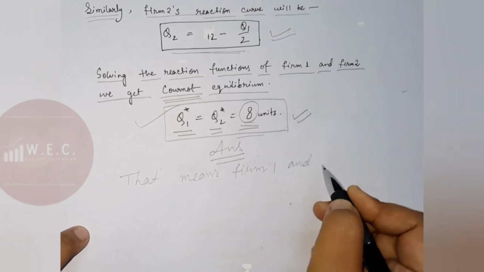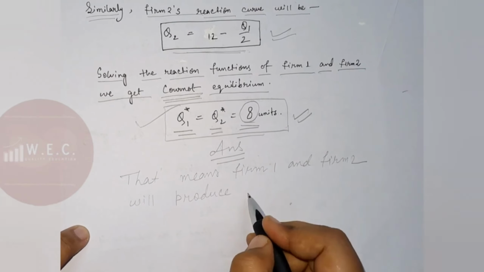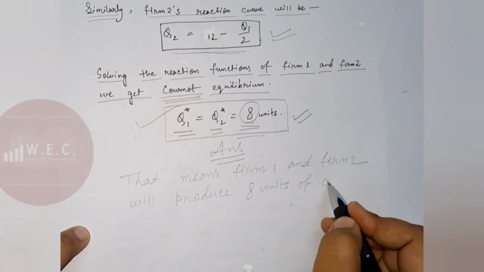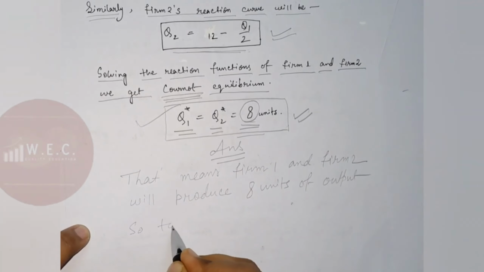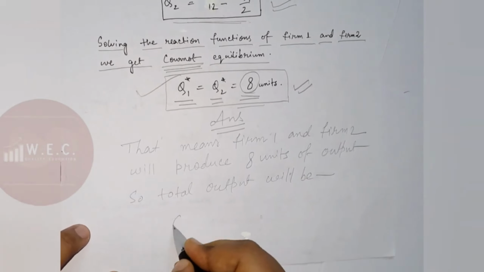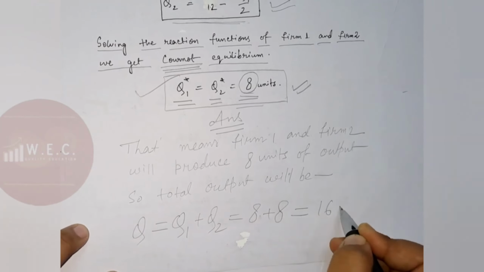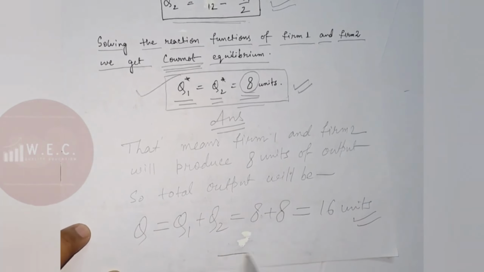So what will be the total output? Total output, that is Q, will be Q1 plus Q2. Q equals Q1 plus Q2, that is 8 plus 8 equals 16 units. So industry output will be 16 units.